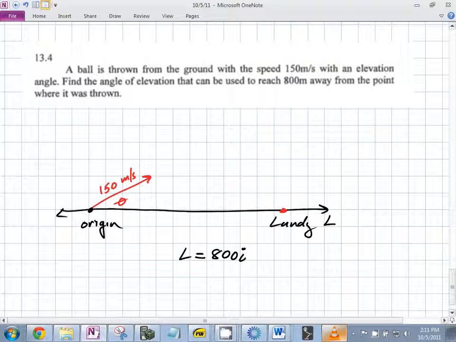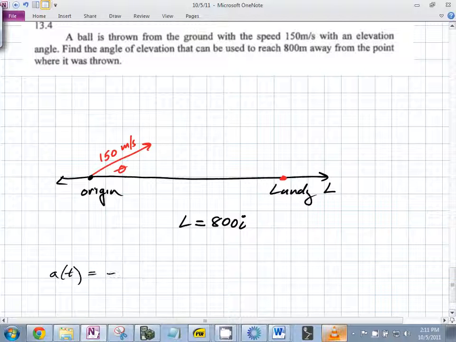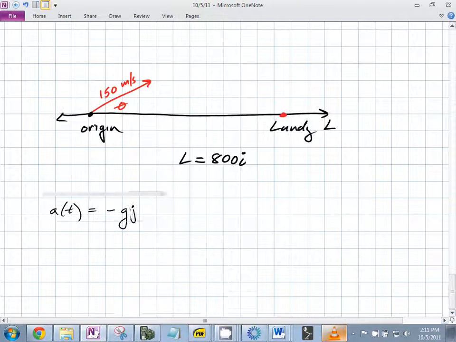Okay, so what do we need to come up with first? What was the first thing we came up with when we did these projectile motion questions? Acceleration. A of t is equal to negative g j. We're just going to use negative g for now. When we need to plug it in, we'll do it at the end. A lot of things will cancel that way. So what else did we find first?